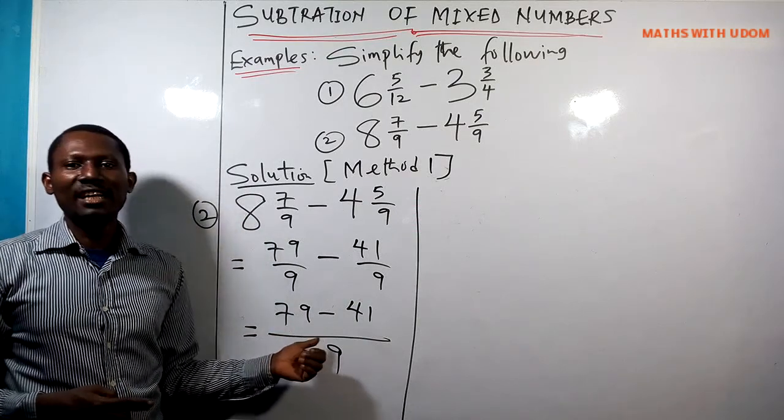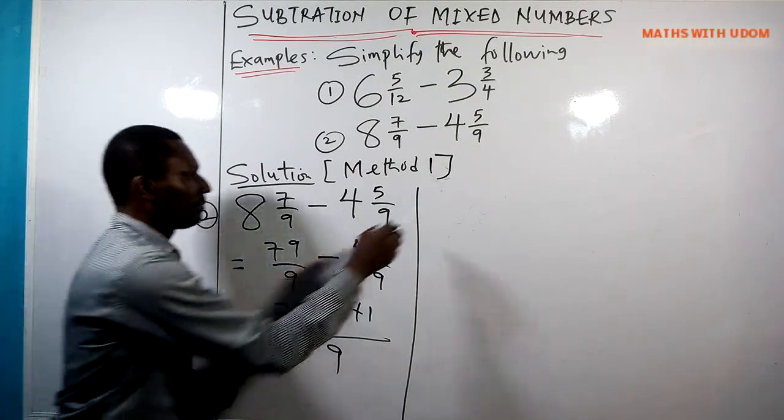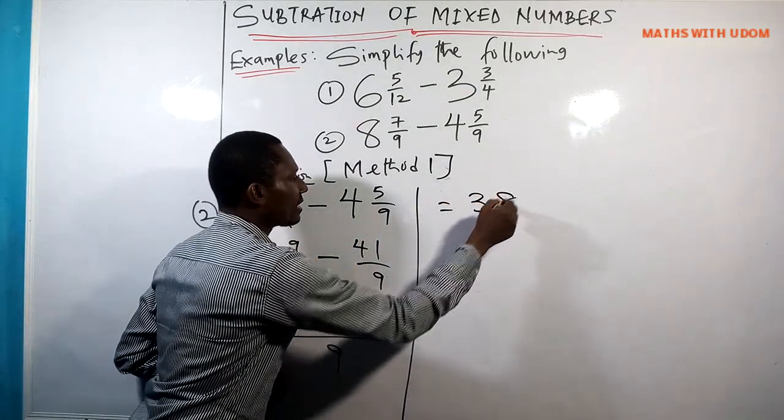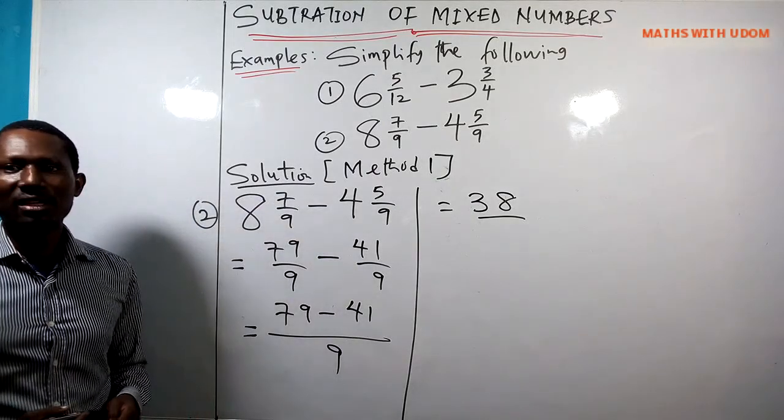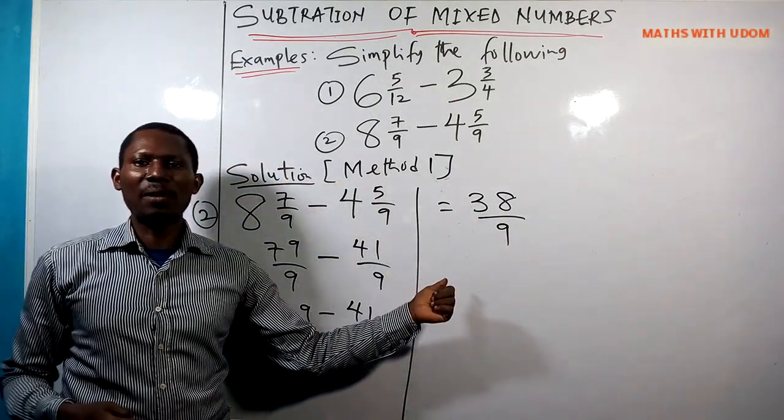So 79 take away 41 will give us 38. Okay? So we have 38 divided by 9. The next thing is that this is an improper fraction.